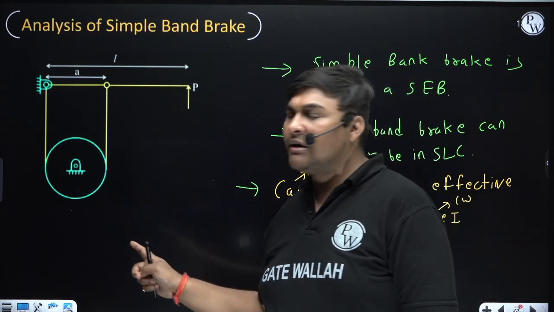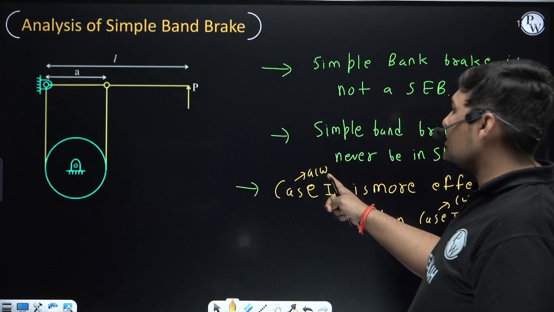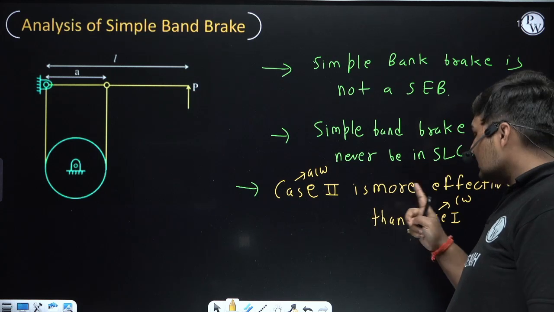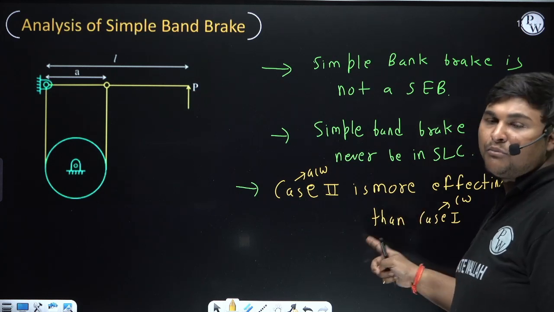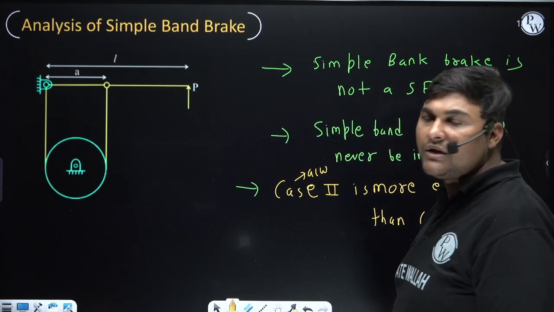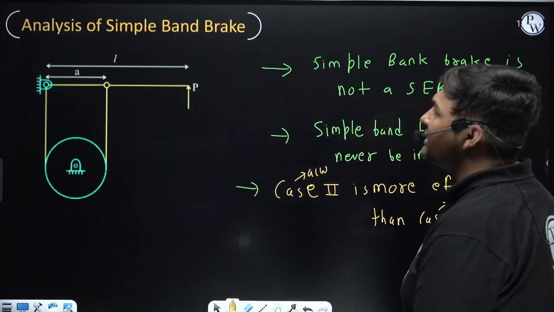Like in this diagram, case 2, that is anti-clockwise rotation of the drum, is more effective than case 1, that is clockwise rotation of the drum, because for case 2 P is coming less. Okay, so this is the analysis of the simple band brake.